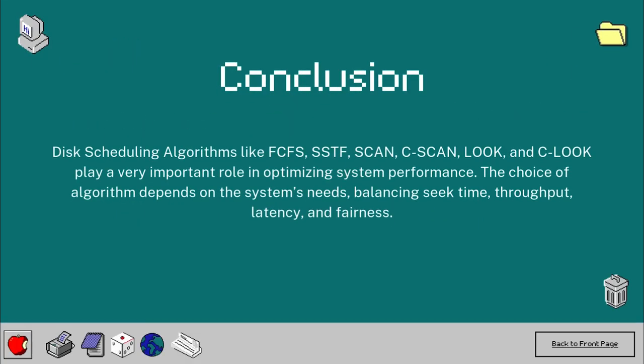Disk scheduling algorithms like first come first serve, shortest seek time first, scan, C-scan, look, and C-look play a very important role in optimizing system performance. The choice of algorithm depends on the system's needs, balancing seek time, throughput, latency, and fairness. By understanding these algorithms, we can implement solutions that ensure efficient, reliable, and faster data retrieval in our systems.